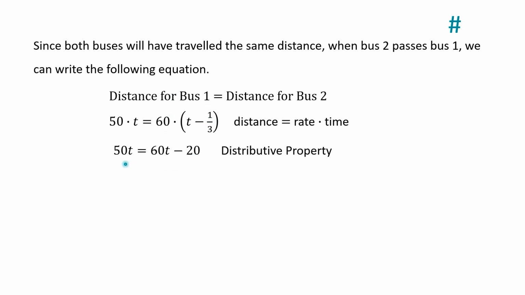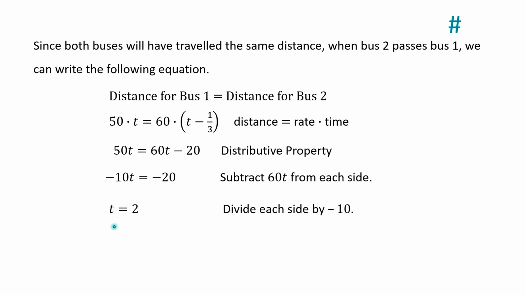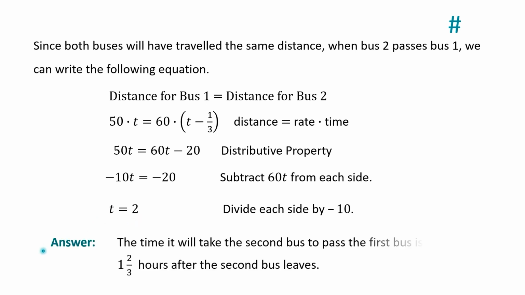Now the variable is present on both sides of this equation. So let's transpose the like terms to one side. We get 50t minus 60t, that is minus 10t equals minus 20. On solving, we get t equals 2. So let's conclude that the time it will take the second bus to pass the first bus is 2 minus 1/3, or 1 2/3 hours after the second bus leaves.